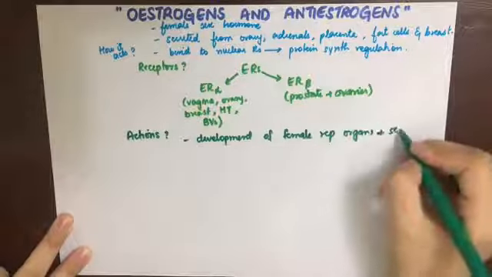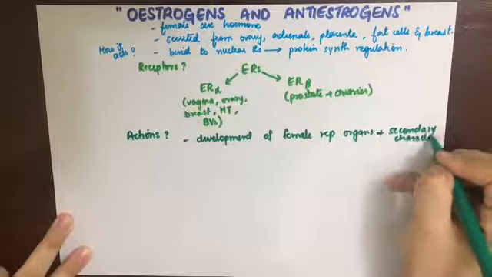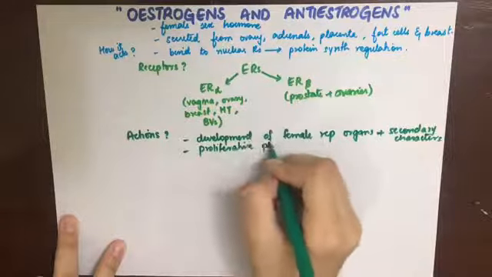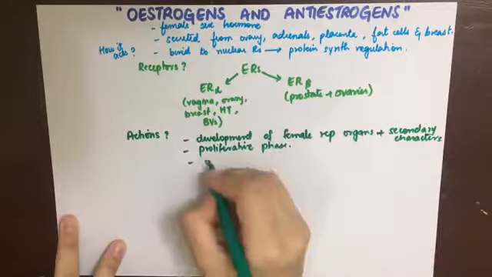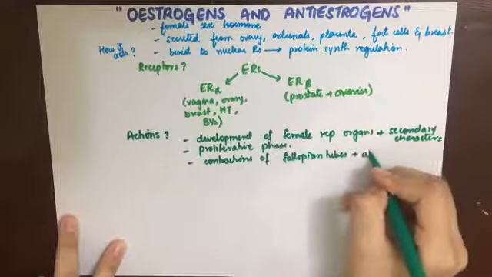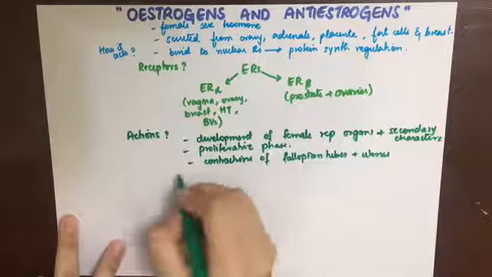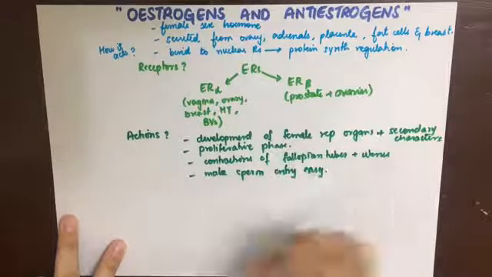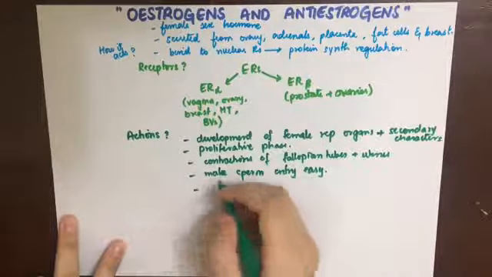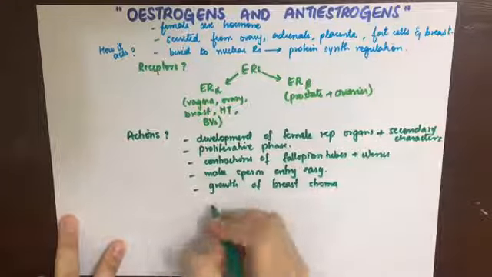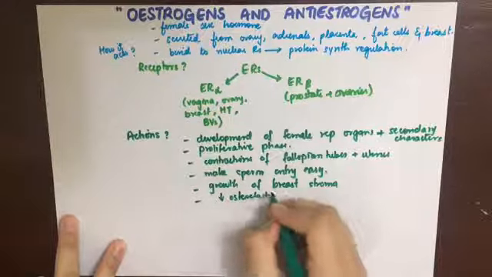It is responsible for growth and development of female sexual organs and secondary sexual characters. It is also responsible for the proliferative phase of the menstrual cycle. It also contracts fallopian tubes and myometrium rhythmically. It makes the sperm entry easy by making the cervical secretion become thin, watery, and alkaline. It promotes the growth of breast tissue, specifically the ducts.